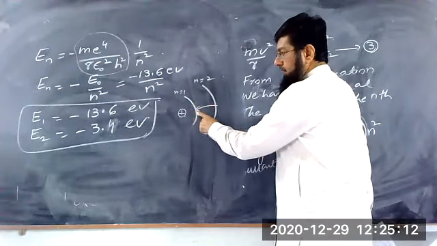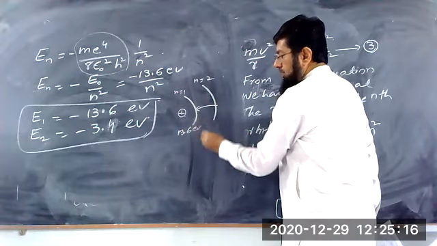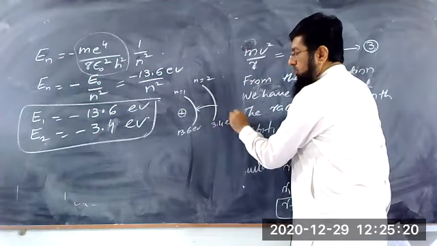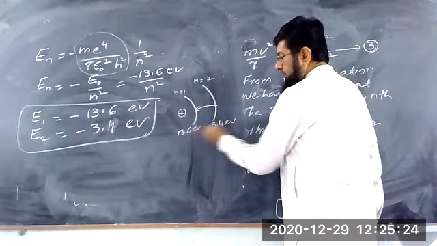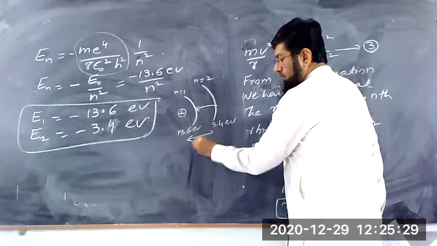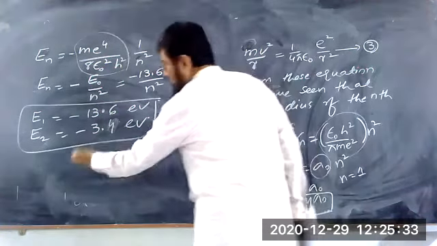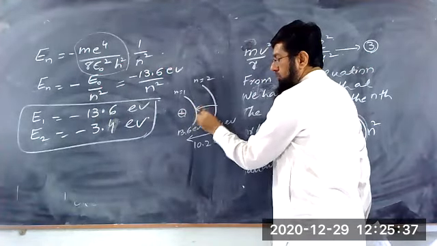The binding energy of the electron here is 13.6 electron volt. Binding energy here is equal to 3.4 electron volt. So the difference of these two is equal to 10.2 electron volt. So it means if the electron jumps from a higher level to a lower level, it emits out a photon.